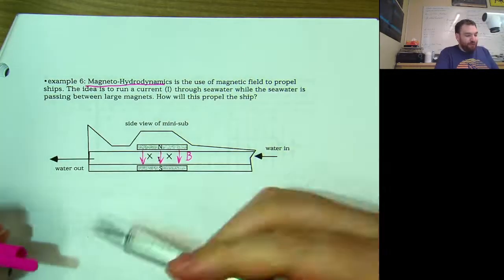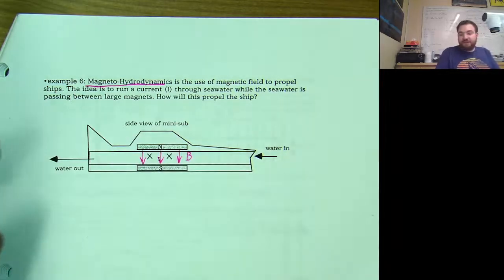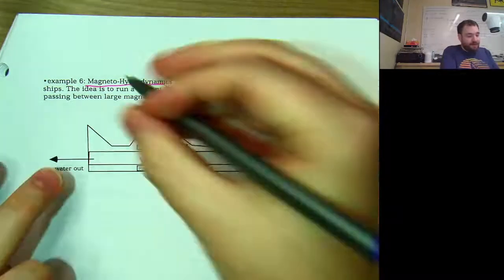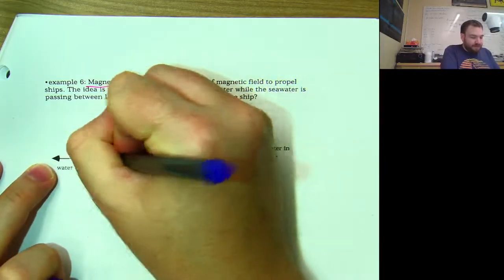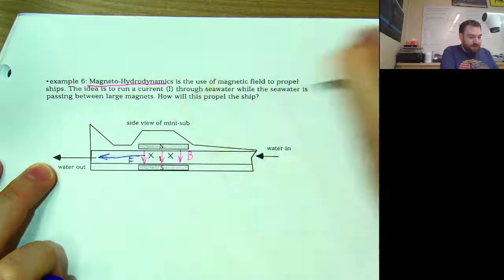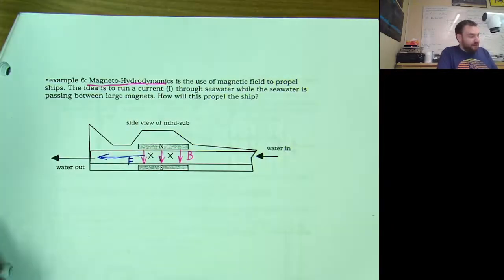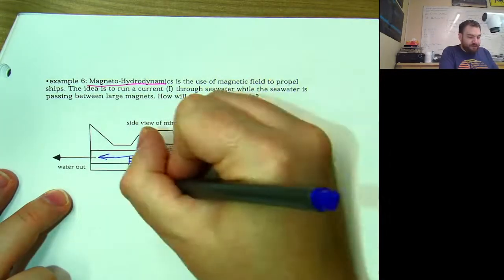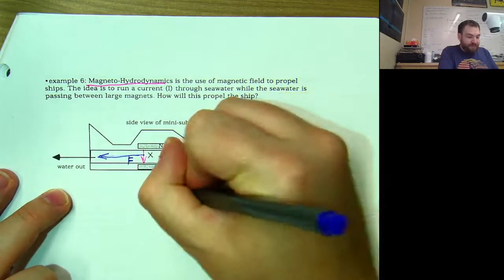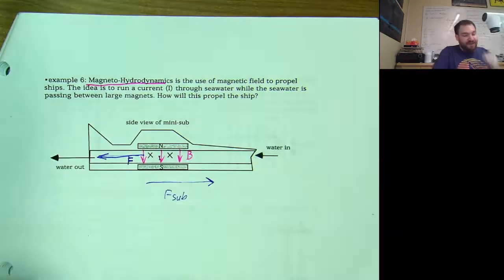Using your right-hand rule, what's the direction of the force on the water? It's going to be back. So the water experiences a force this way. For every action, there must be an equal and opposite reaction. So the force on the sub has to be forwards, propelling you forward.